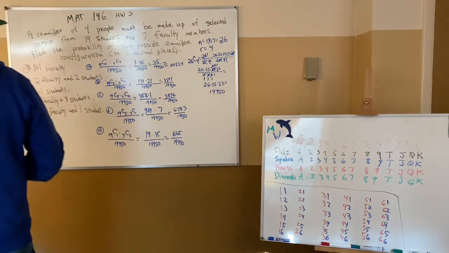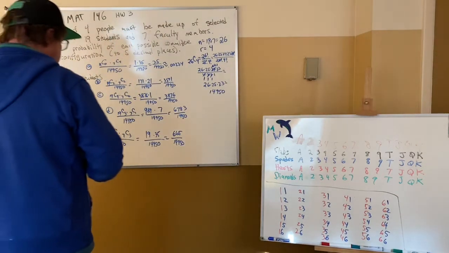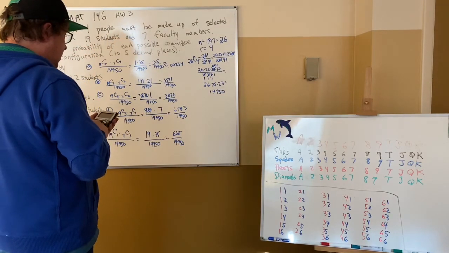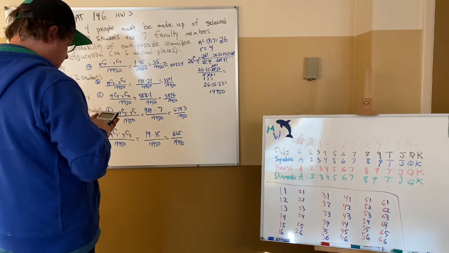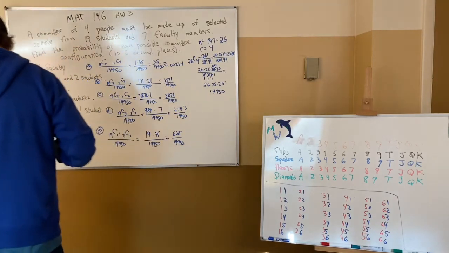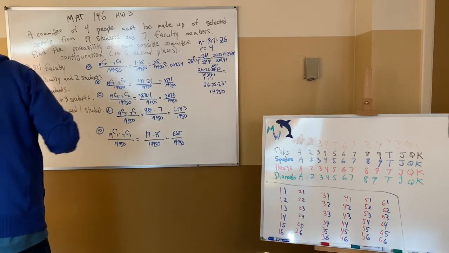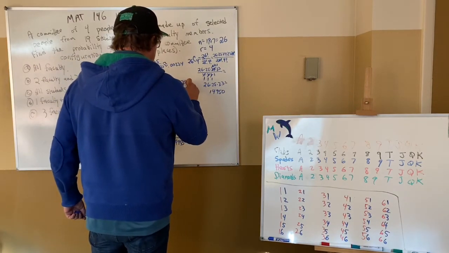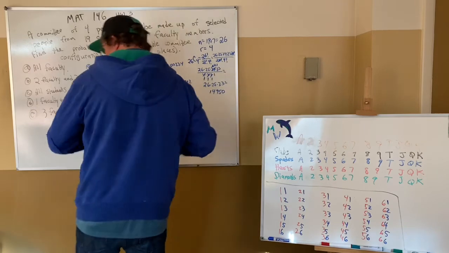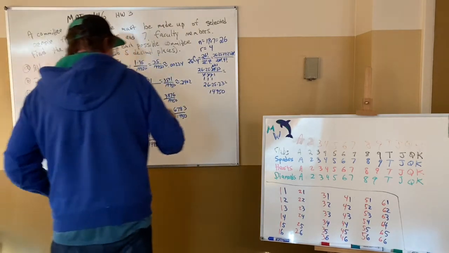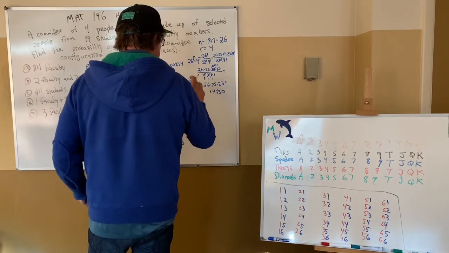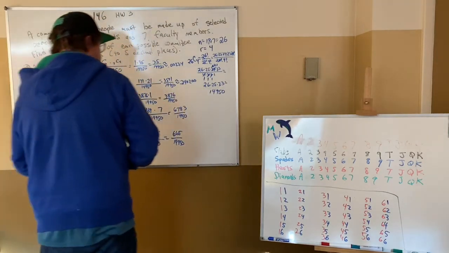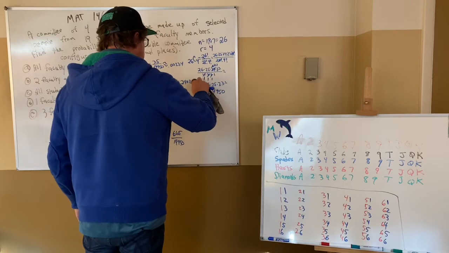Okay, 3591 divided by 14,950. Enter. 0.240220. Now, the 20 does not go up to a higher number, so I'm going to knock off that 0 without pushing the 20 up to 21.